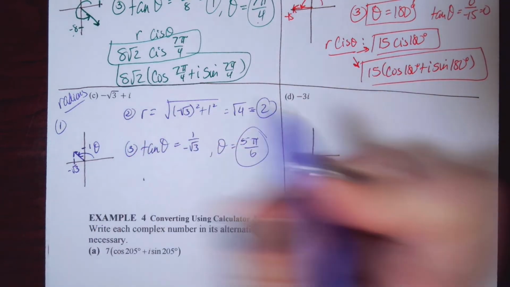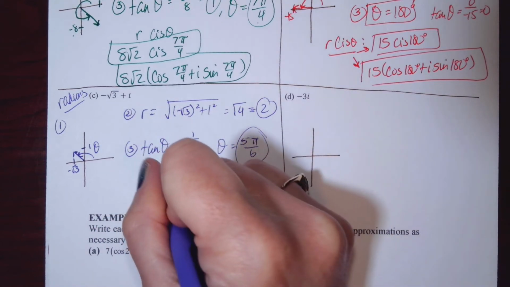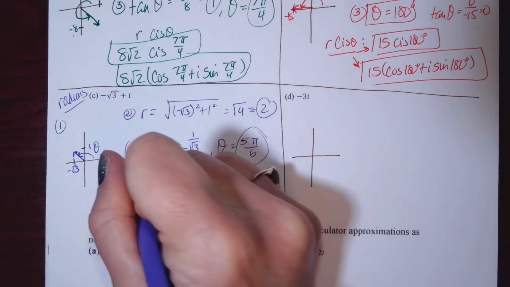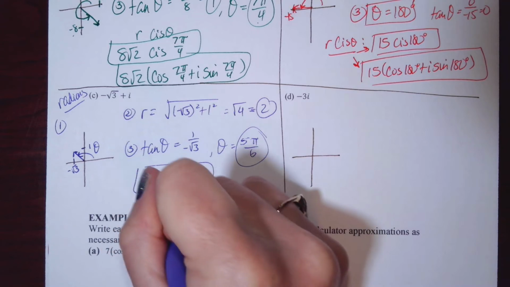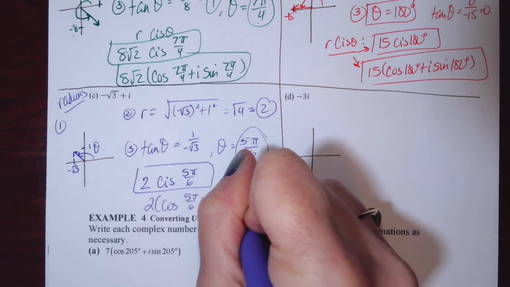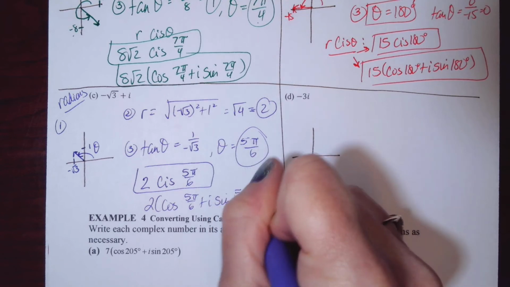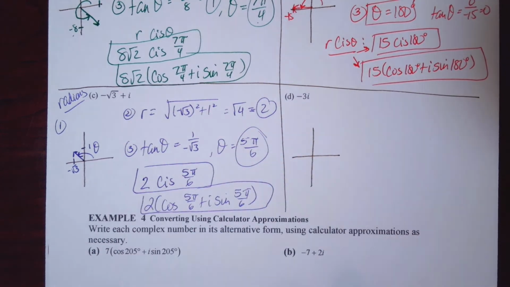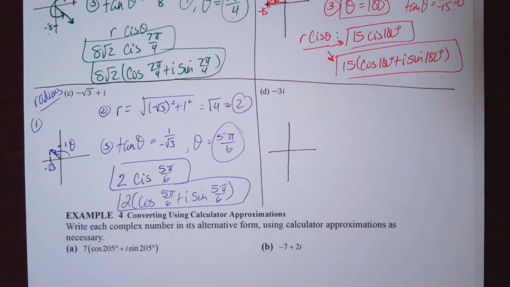So r cis theta polar form, or longhand, there we go. All right, one last one.